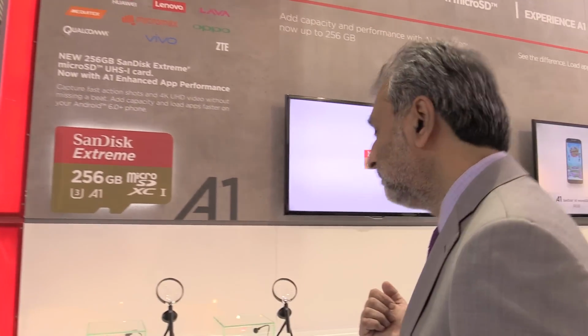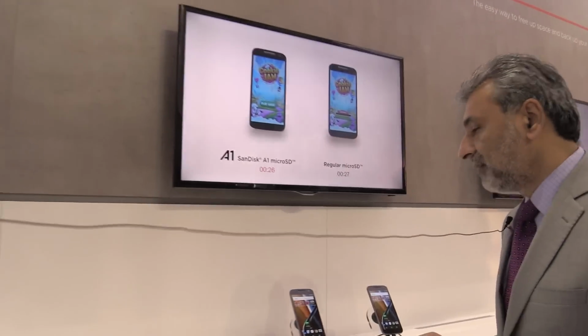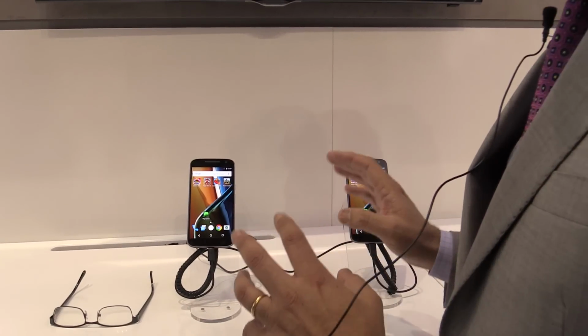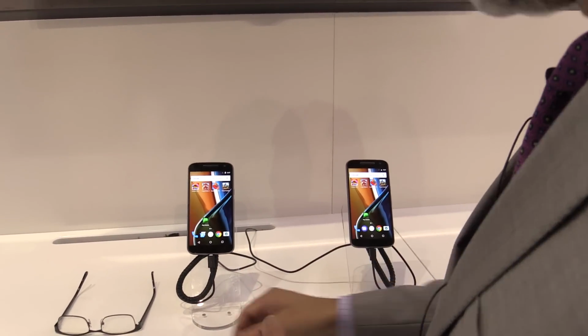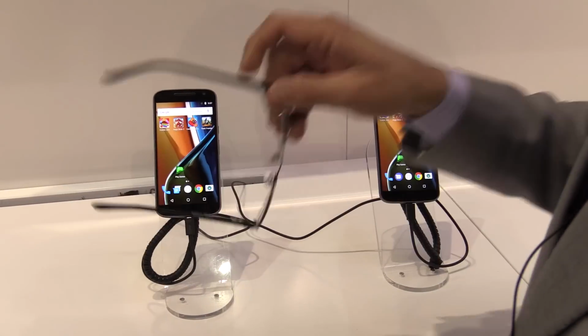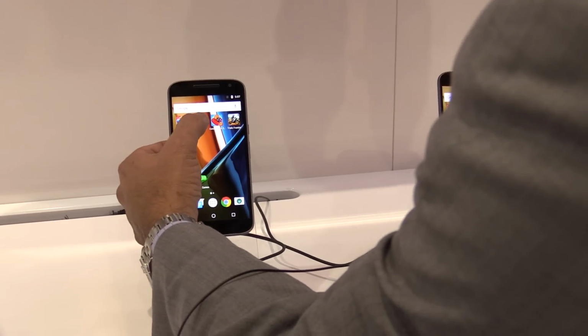So we'll head over here, where we have two identical Motorola phones. And on both of those, we're gonna execute one of our favorite apps, Angry Birds. So I'm gonna put on my glasses. I'm gonna execute Angry Birds on both of the phones.